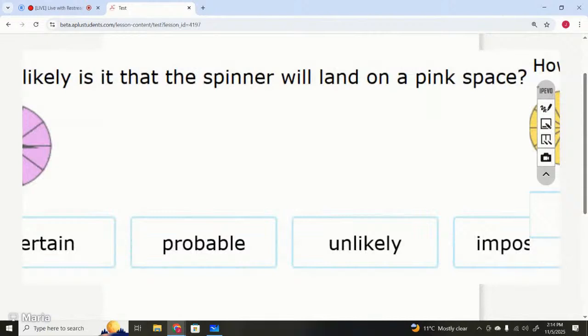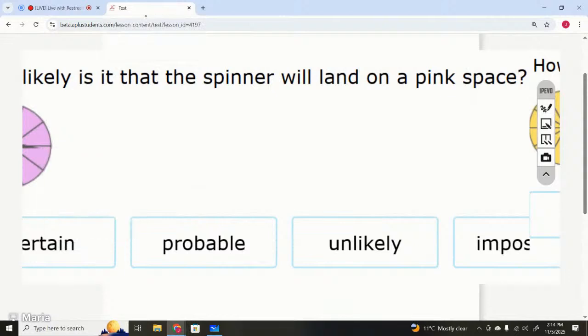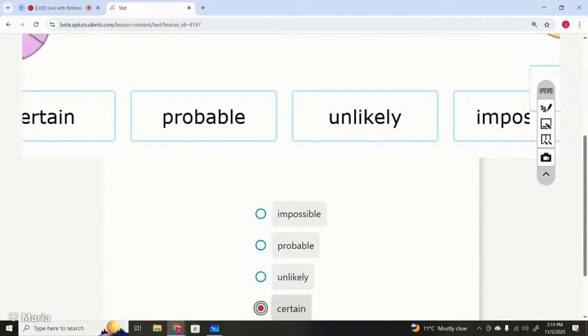How likely is that the spinner will land on a pink space? You can see the whole spinner is pink, right? So whenever you spin, it will certainly land on pink because most of the spinner is pink. The correct option is certain.